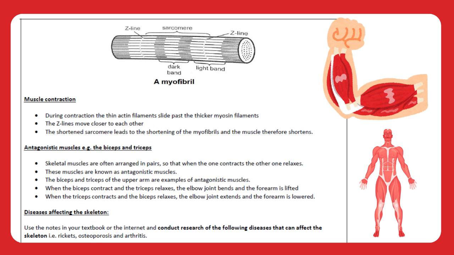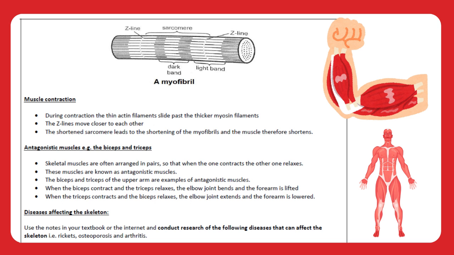Antagonistic muscles, e.g., the biceps and triceps. Skeletal muscles are often arranged in pairs, so that when the one contracts, the other one relaxes. These muscles are known as antagonistic muscles. The biceps and triceps of the upper arm are examples of antagonistic muscles.